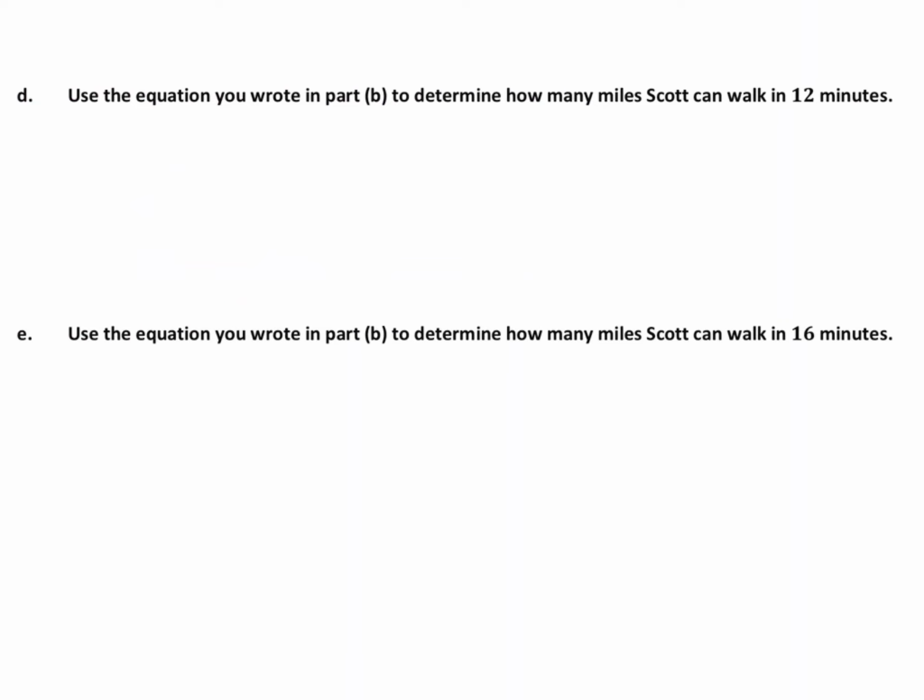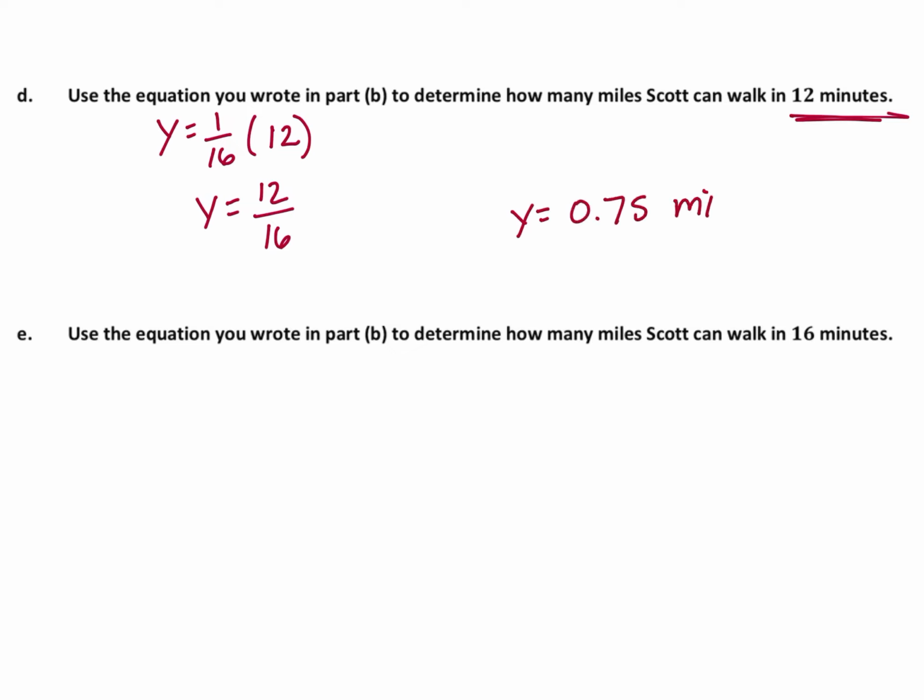D says use the equation to determine how many miles Scott can walk in 12 minutes. The minutes is still the x value. That means we now have 1 times 12 on the top and 16 on the bottom. If you do 12 divided by 16, you end up with 0.75, which is the same as 3/4 of a mile.